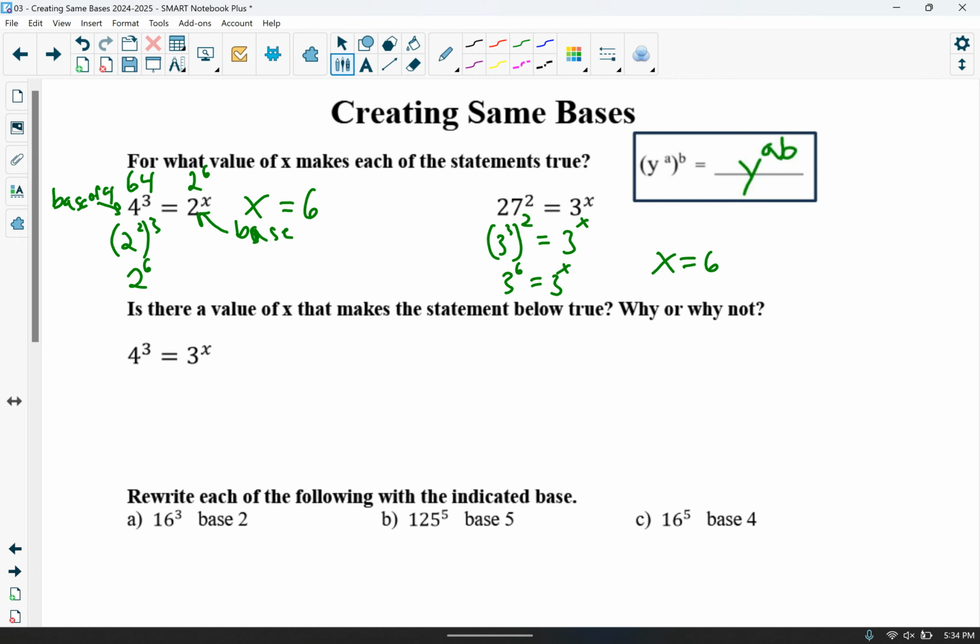Our next example, is there a value of x that makes the statement below true? 4 to the 3rd equals 3 to the x power. This one, there is none. There is no value of x. And the reason being that 4 and 3 do not come from the same base. In our previous examples, 2 and 4 both come from a base of 2. 3 and 27 both come from a base of 3. Okay?